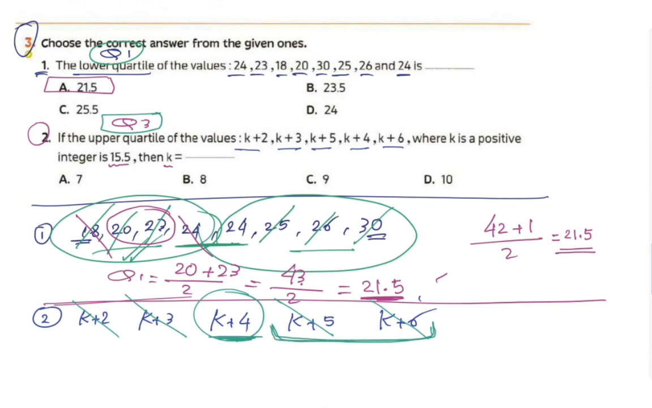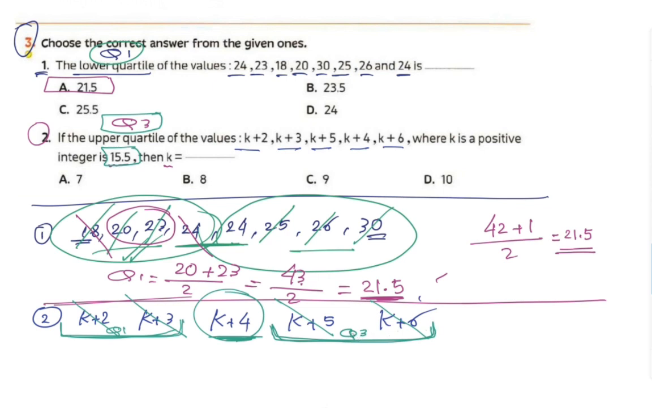Okay, I will not take the median to the right band or to the left band. I have the left band for finding Q1 and the right band for finding Q3. I have Q3 equal 15.5. To find the value of K, what's the value of Q3 here?